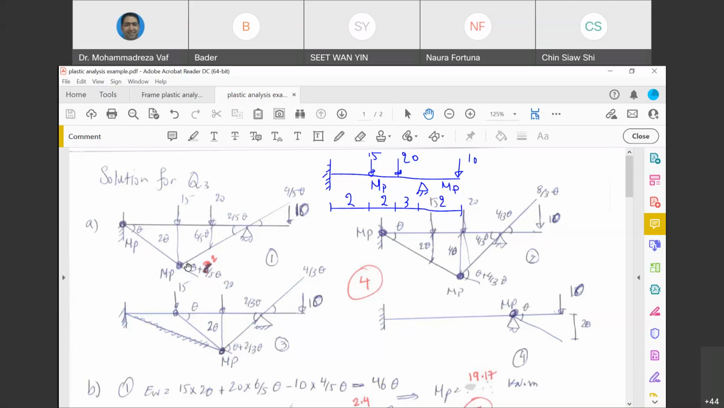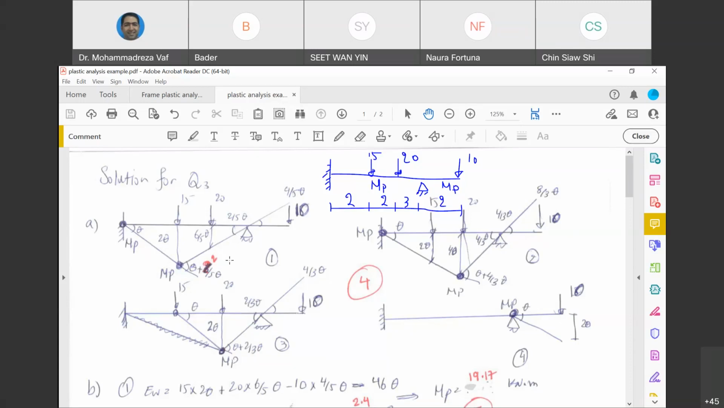Always the plastic hinge location is at the place where the bending moment is maximum. So we know the bending moment in the support is always the largest. So one of them is going to be there. But the second one, we don't know where it is. It can be under the 15, it can be under the 20. So that's why we investigated two different cases, one under the 15 and one under the 20. Okay? And then we said, yes.